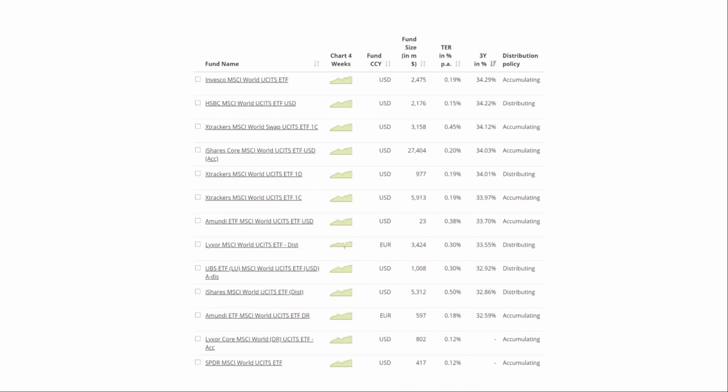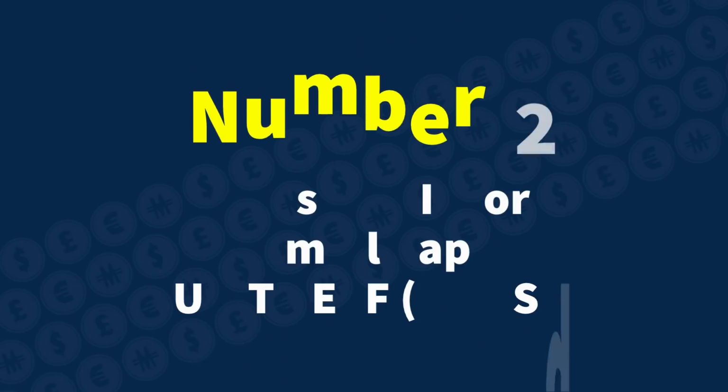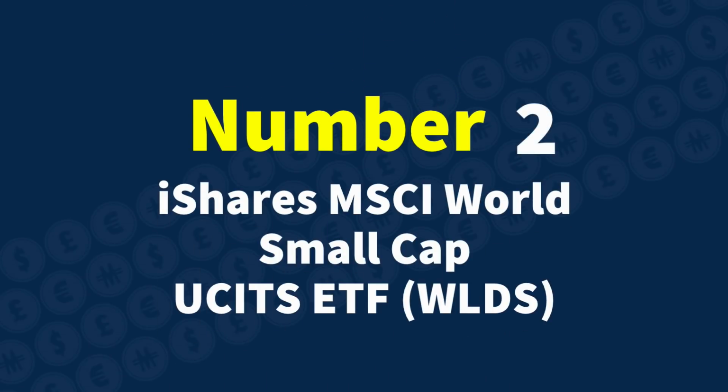It does cost quite a chunky 0.19%, but at that price point it's more important to look at the returns you get rather than what you pay. Having said this, it's still among the cheapest MSCI World ETFs and has the best returns over the last 3 years. Number 2, iShares MSCI World Small Cap ETF.